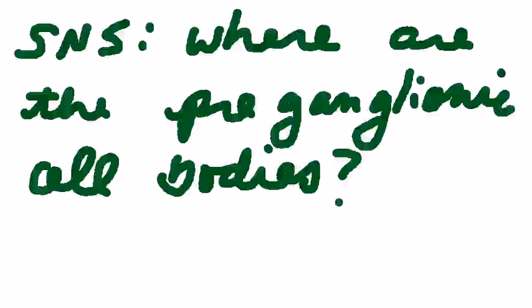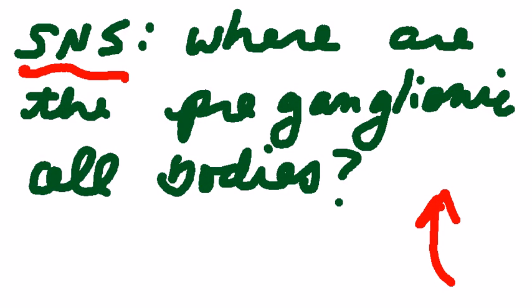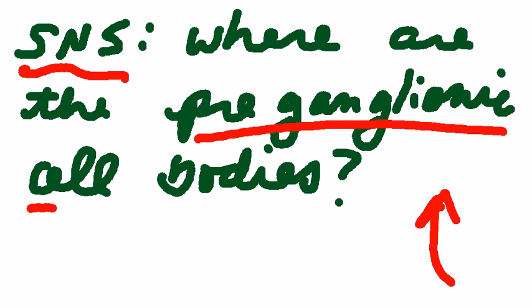Welcome back to the autonomic nervous system. In this video, we'd like to answer the question written here. In other words, in the sympathetic nervous system, where are the preganglionic cell bodies located anatomically?